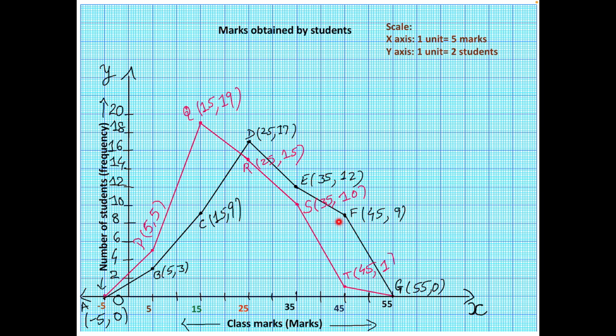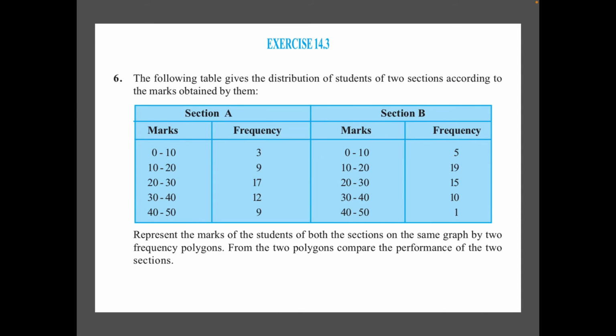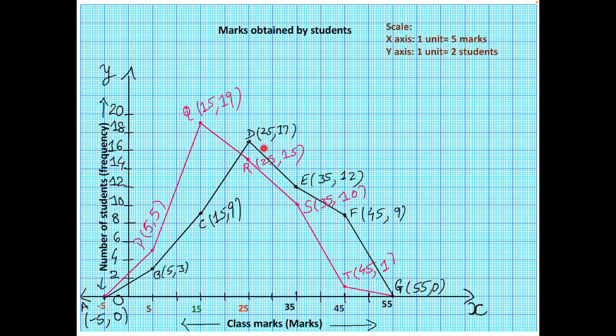Now the question is, you have to compare the performance of the students on the basis of these graphs. If you count these 3 numbers 17, 12 and 9, so from 25 to 50 the number of students are more in section A than section B. So you can say that the performance of section A is better than section B. Clear?